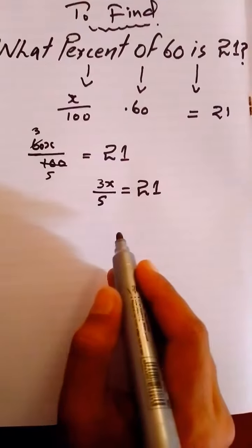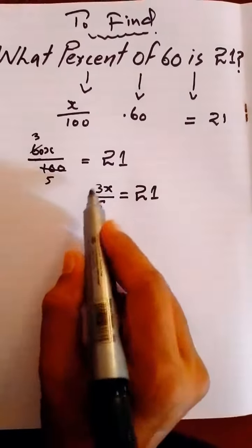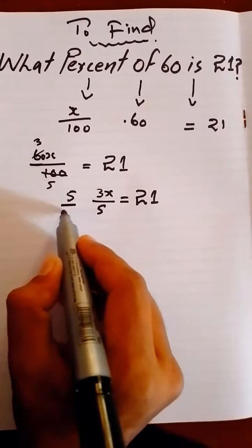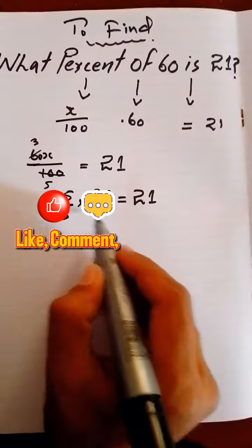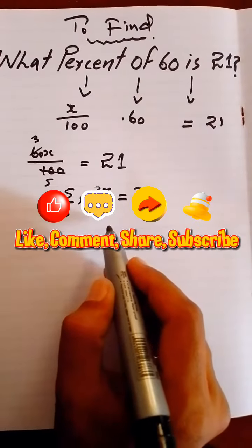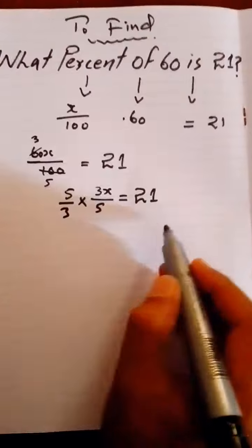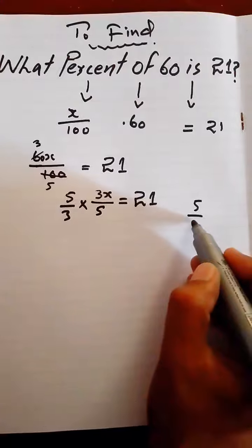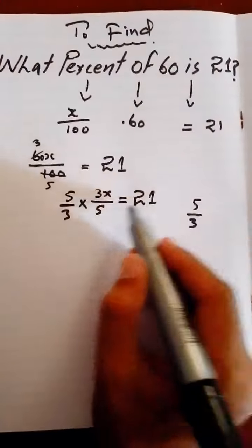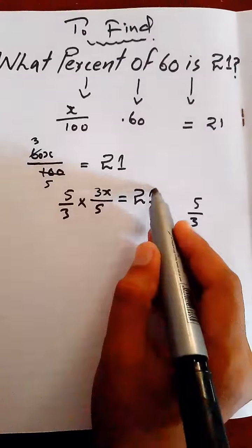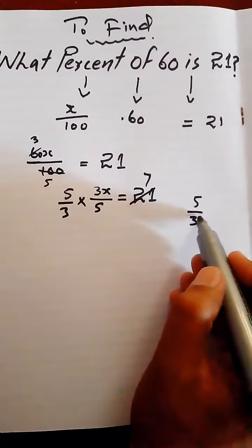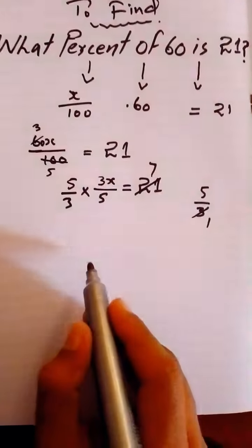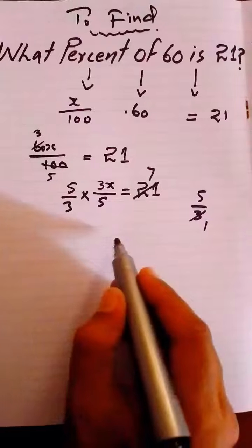Now we're going to multiply by 5 over 3, and do the same on the other side. There will be 7 times 3, 1 times 3. So now we have 7 and 5.